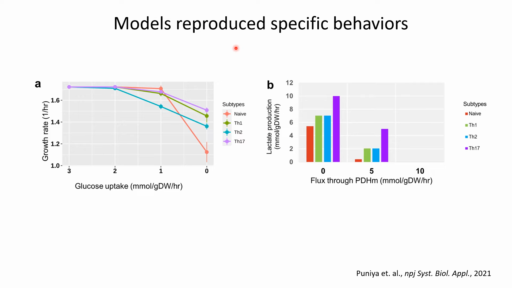We have also validated the model by reproducing specific behaviors of CD4 T cells. For example, all the models showed some dependencies on glucose. When we reduced the uptake of glucose, there was reduction in the growth rate and biomass production, and that was observed in all four models. In the second example, we increased flux through pyruvate dehydrogenase, and we observed reduced production of lactate, which was also in agreement with the experimental observation. Overall, our model reproduced 8 specific behaviors and predicted many genes as critical for T cell growth and proliferation, which was in agreement with experimental data in the literature.